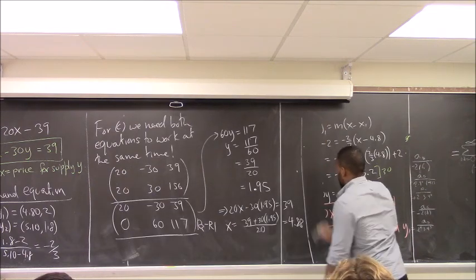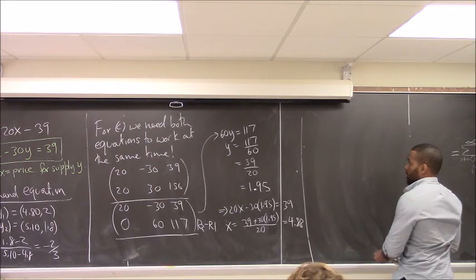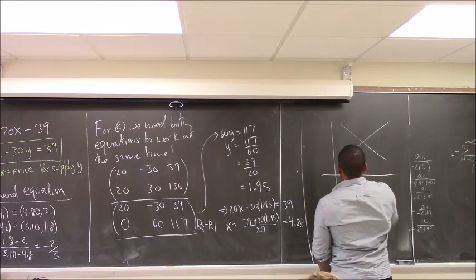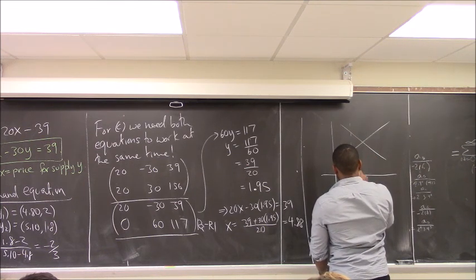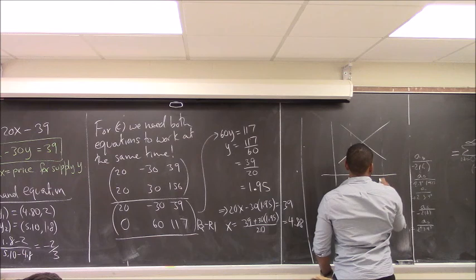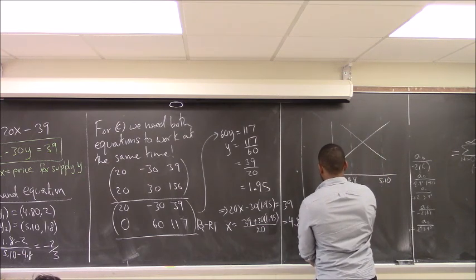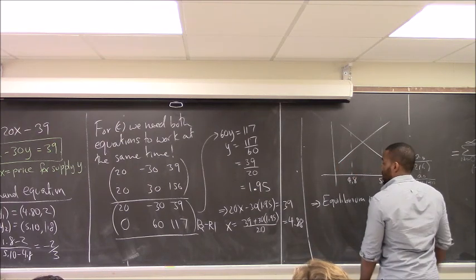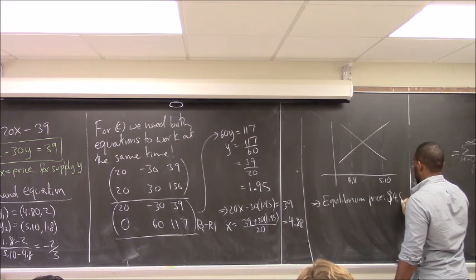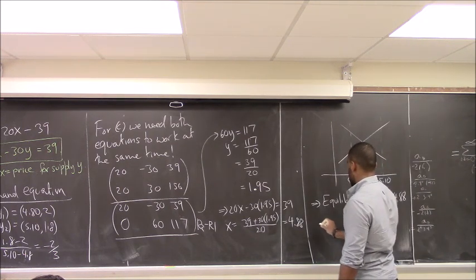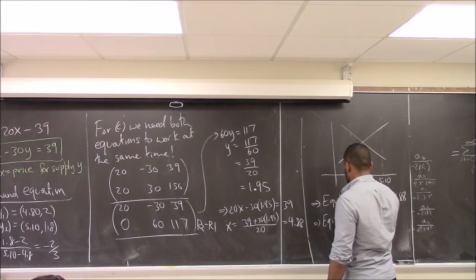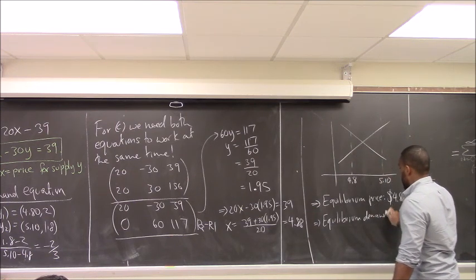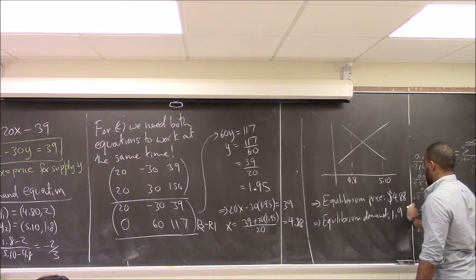And so what we end up with is this and that. This here was at 4.8, and we had some points here at 5.10, and we found that the equilibrium price is actually $4.88, and the equilibrium demand is 1.95 billion bushels.